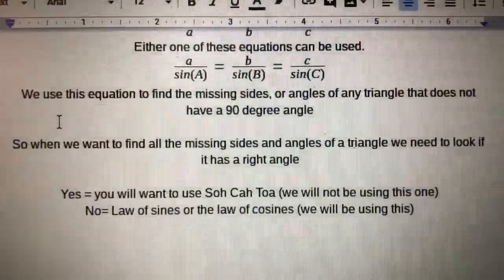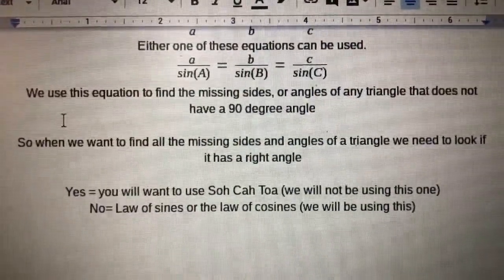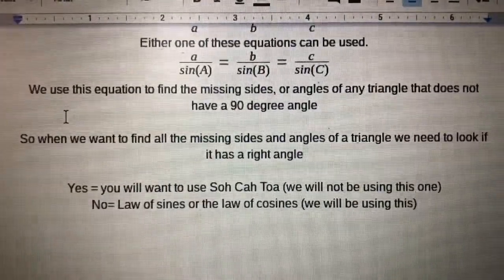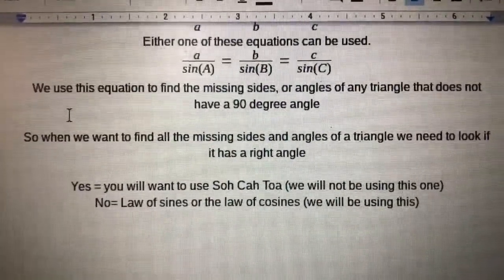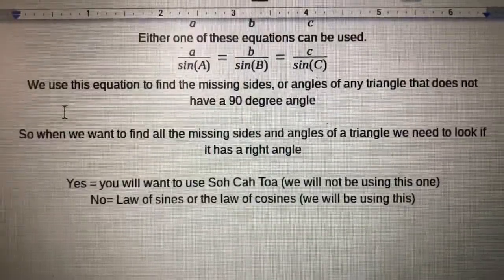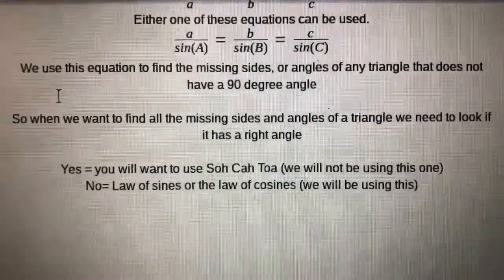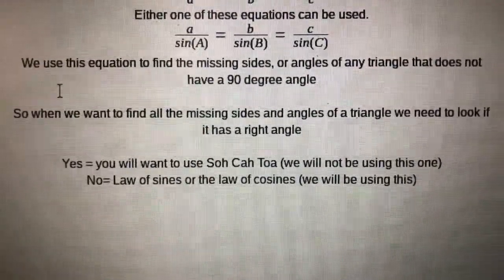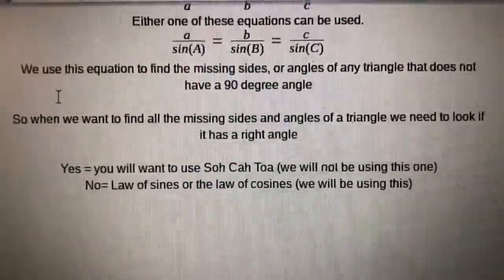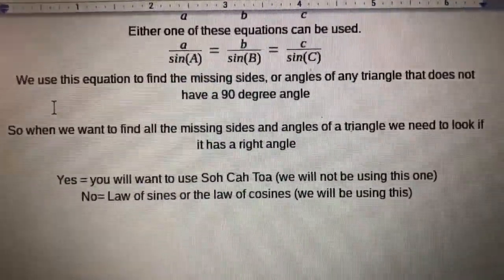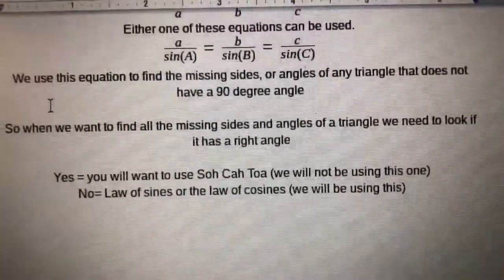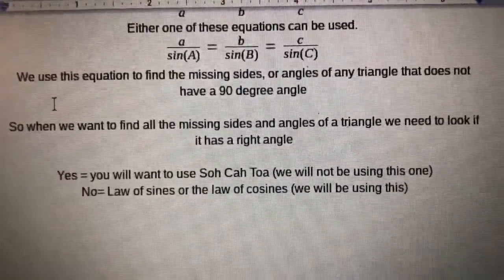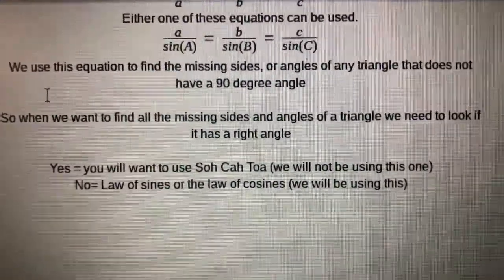We use this equation to find the missing sides or angles of any triangle that does not have a 90-degree angle. So when we want to find all the missing sides and angles of a triangle, we need to look if it has a right angle. If it does, you will want to use SOHCAHTOA. We will not be using this equation. If it does not, we'll be using the law of sines or the law of cosines.